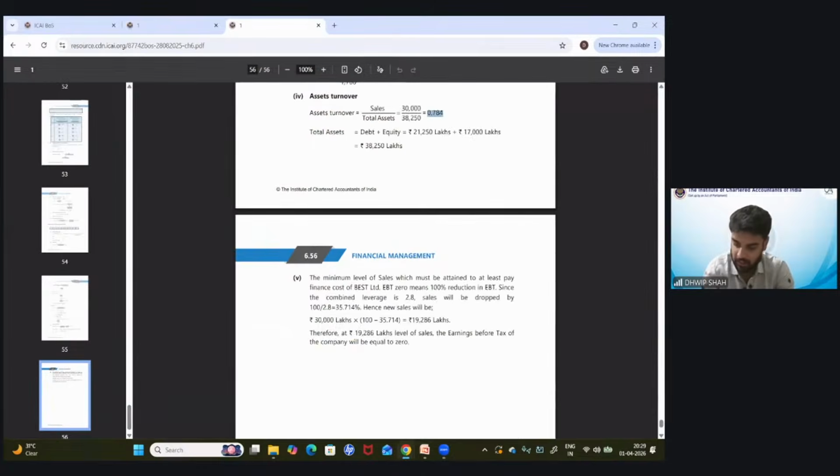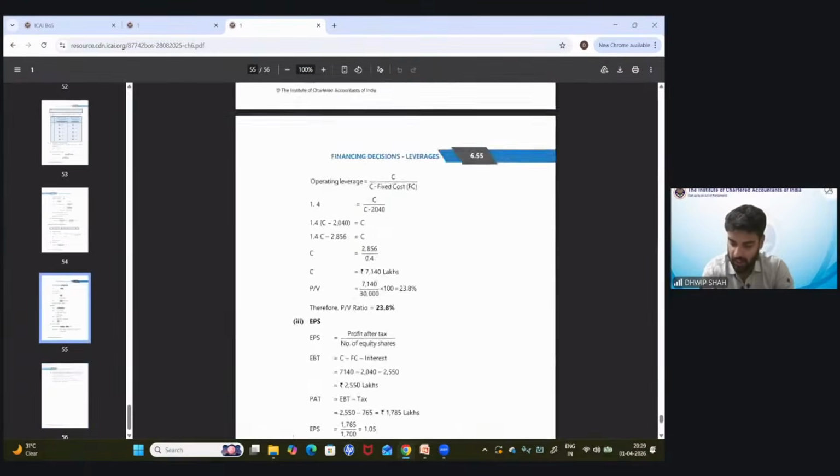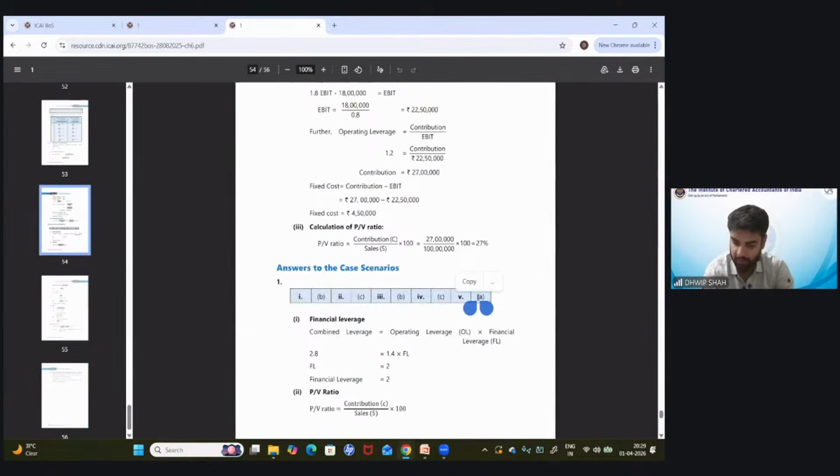19,286. So this is answer 5A, 19,286. Understood the case study on leverage, 5A? Any doubts? Any concerns? Clear, all students?